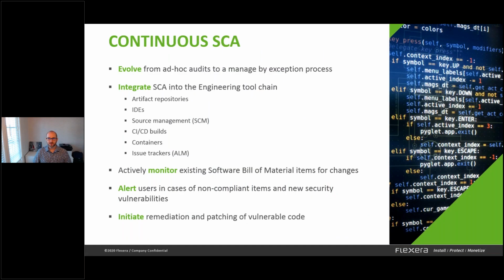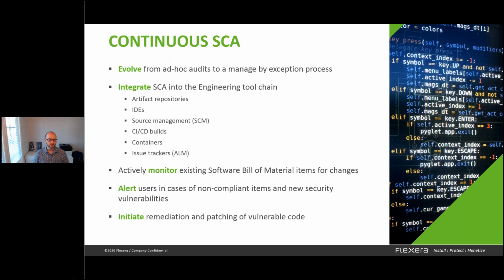So let me spend a second here and define what we mean by this, right? So continuous SCA essentially means to evolve from, we're going to audit our code once a quarter or once a year, or when somebody asks us to, we are going to get ahead of it. We're going to become more proactive rather than reactive. And we're going to put a process in place that helps us integrate, monitor, alert, and initiate fixes. So when we talk about integration of SCA into the engineering tool chain, there's several places where it makes sense, and we'll go over these in detail.